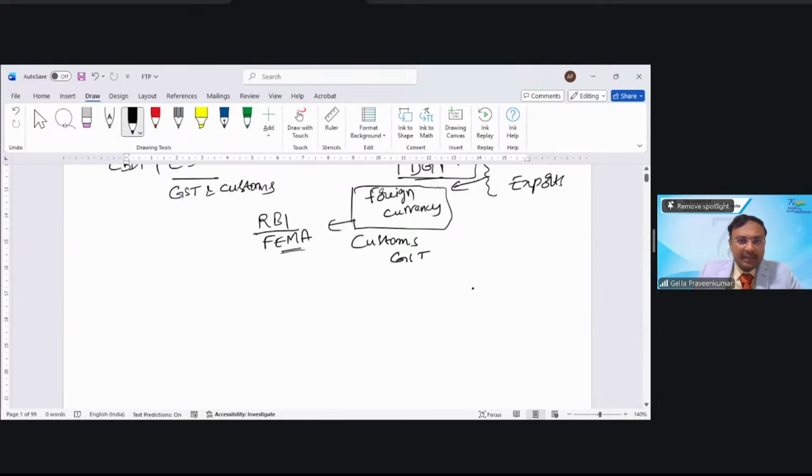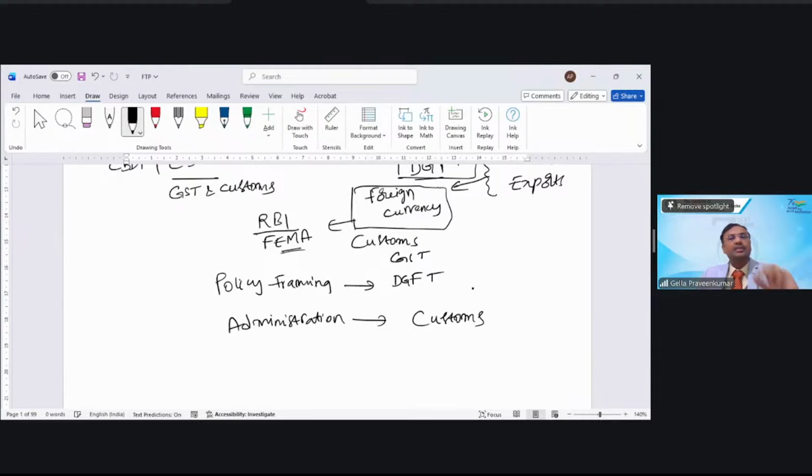Now, I will put it this way. With respect to policy framing, DGFT comes into picture. With respect to administration point of view, customs authorities, customs will come into picture, right? So a policy is framed by DGFT authorities. Administration of that is done by customs authorities.